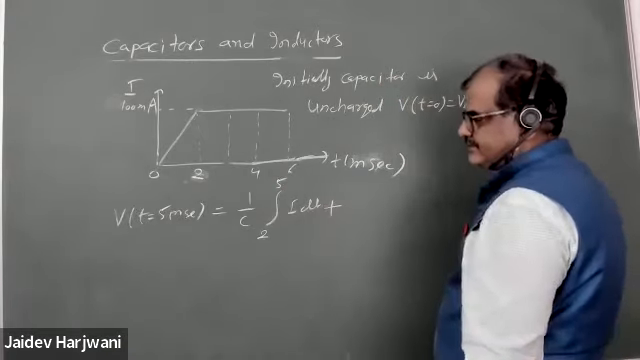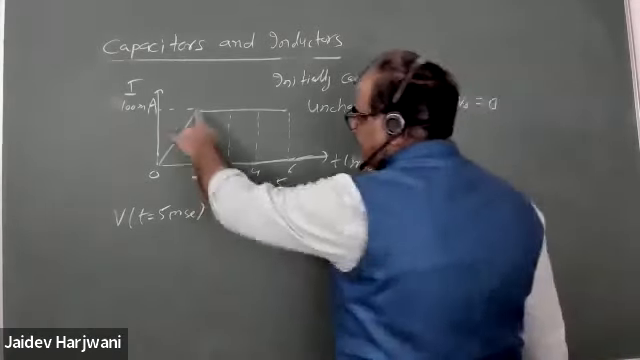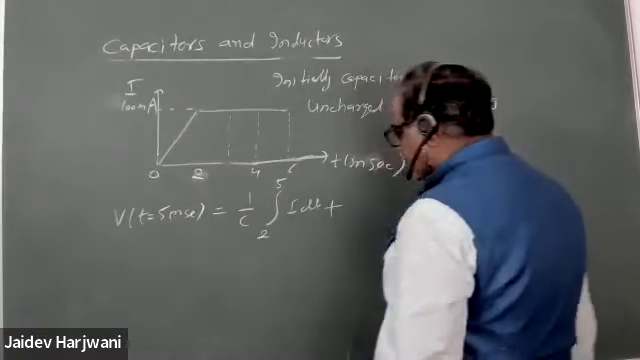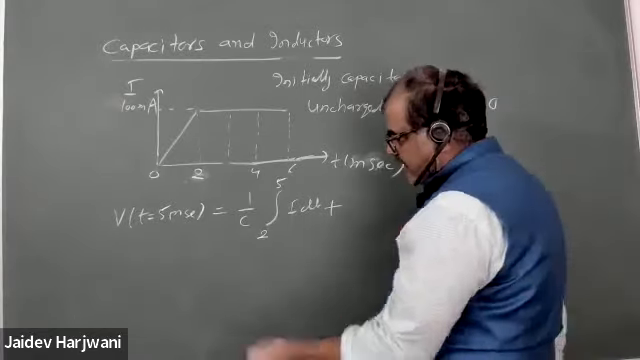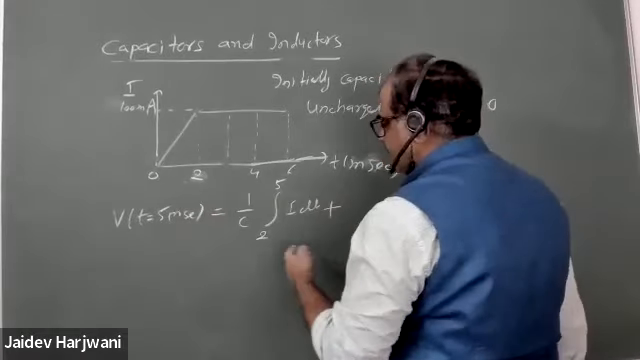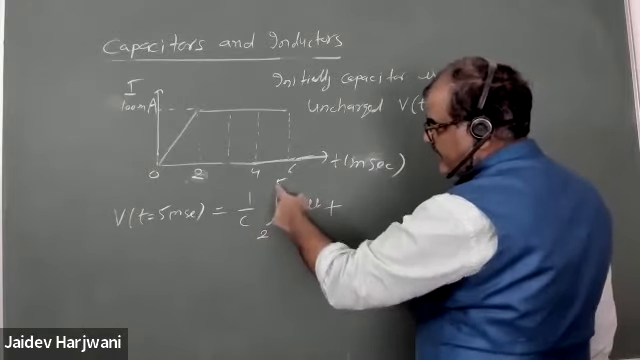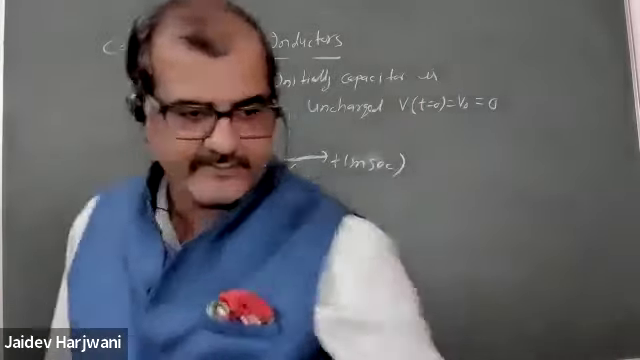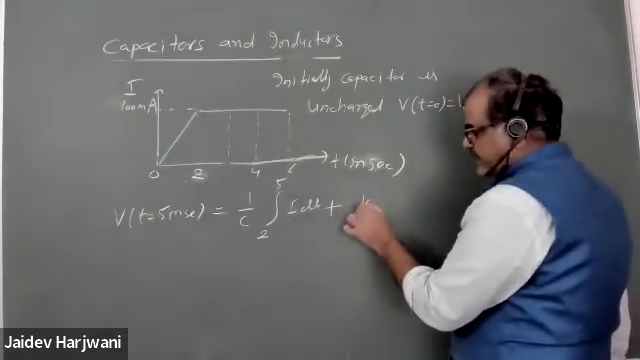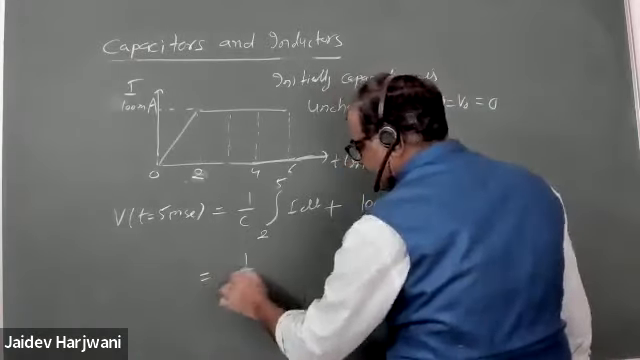Plus what should I write? 100 millivolt, because when I'm starting this current, some voltage is already present. So that becomes my initial value. I can directly do for 0 to 5 also, but I want to show it like this. So 0 to 2 is 100 millivolt, and then again you're charging. So now this 100 millivolt you need to add here. Very good. So again you put here 1 upon.